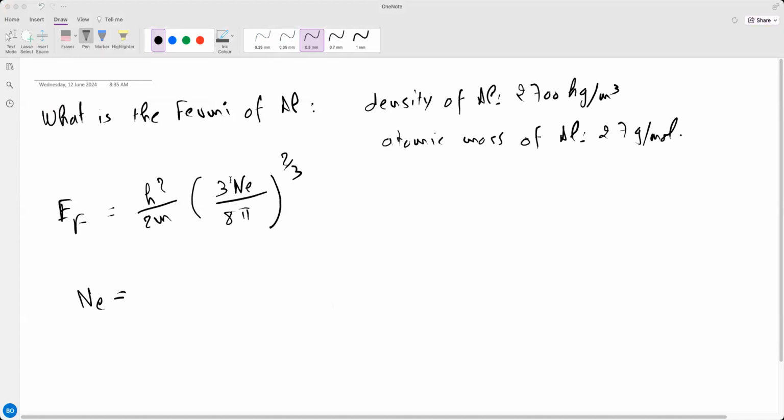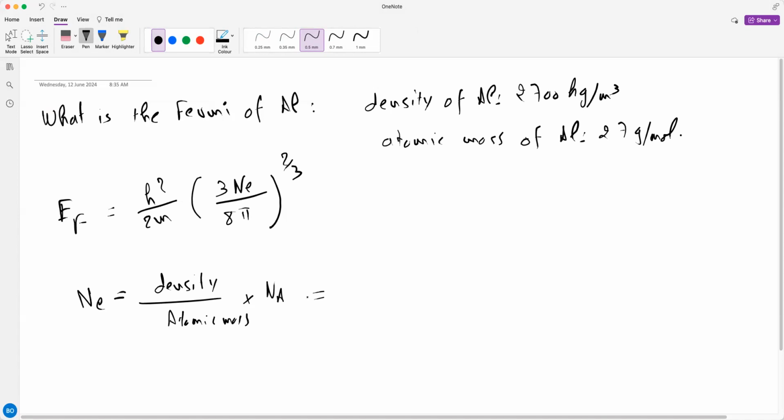Okay. So how did we calculate the density of free electrons in the first chapter? We said it's equal to the density divided by the atomic mass, times the Avogadro number. Yeah, times the Avogadro number. Okay, so this is what we have to do.